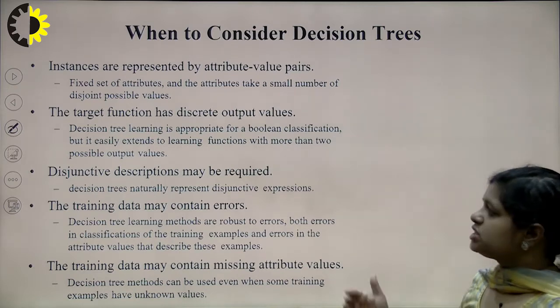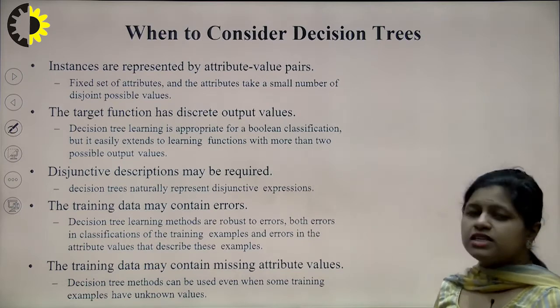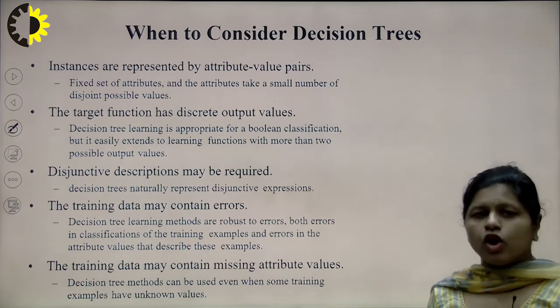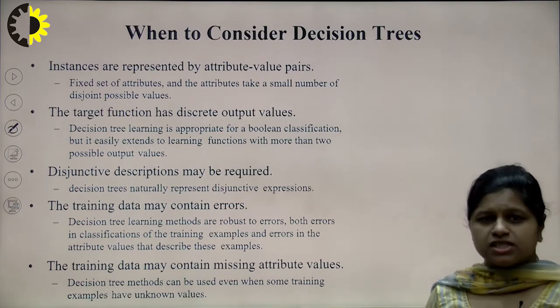Third, disjunctive descriptions may be required in this case. So decision trees naturally represent disjunctive expressions also. We will see later on how we can represent disjunctive descriptions with the help of the decision tree.